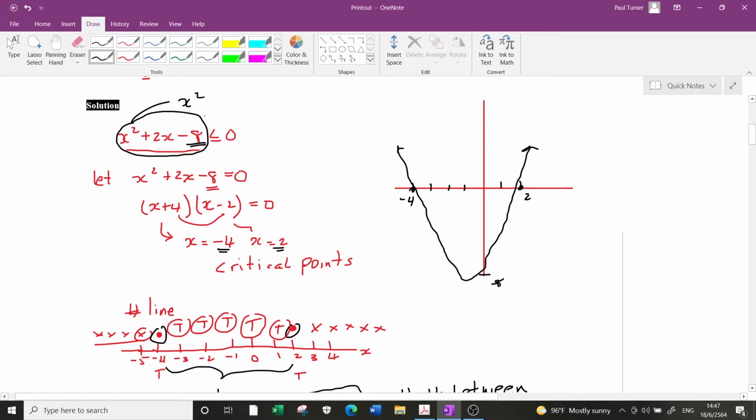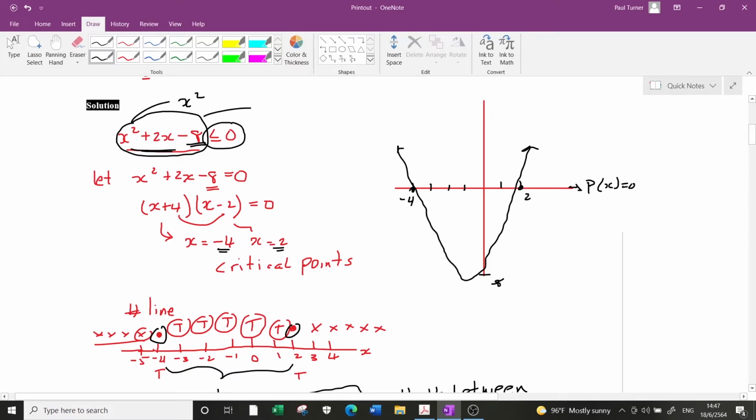So I want to know, where is our graph going to be negative, less than 0? So let's just write that as p(x). So on this line, p(x) equals 0, doesn't it? On this line.